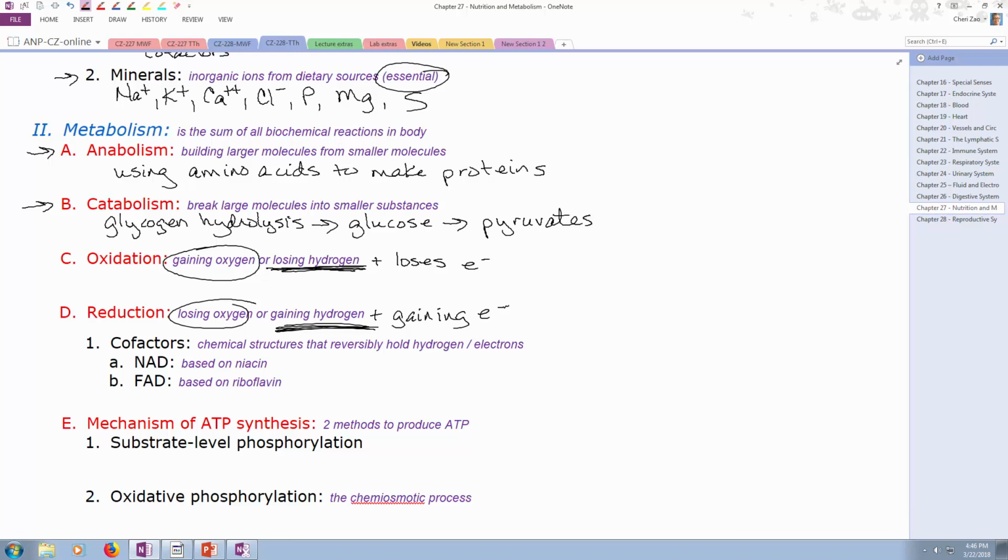And we typically use a term called redox when we're talking about them, because if one gets oxidized, something else gets reduced. So they're coupled. I want you to understand oxidation and reduction reactions are always coupled. If something gets oxidized, the other thing gets reduced. And that's where cofactors come in. These are chemical structures that reversibly hold the hydrogen and electrons. So they will lose hydrogen and electrons or they will gain hydrogen and electrons. And so these are the guys that are actually going to be in our redox reactions.